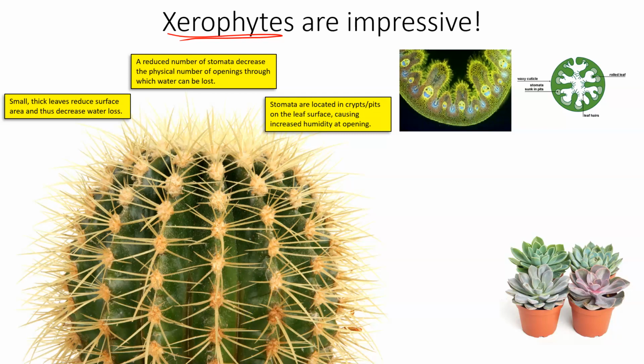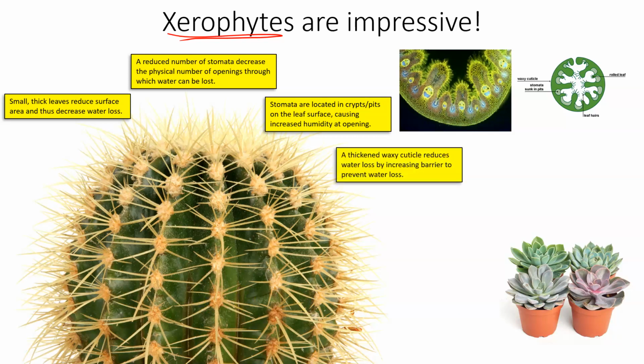Stomata are located in crypts or pits on the leaf surface, causing increased humidity at the opening. In a cross-section of these rolled leaves, you'll actually see that there is still an opening because we want gas to exchange, because they still need to photosynthesize, but all of their stomata are in pits around the inside. The inside remains relatively humid, and it therefore causes the water to not be lost as fast, and they have these hair-like projections called leaf hairs that are going to trap and reabsorb the water that is lost, kind of like mini roots on the inside of these rolled leaves.